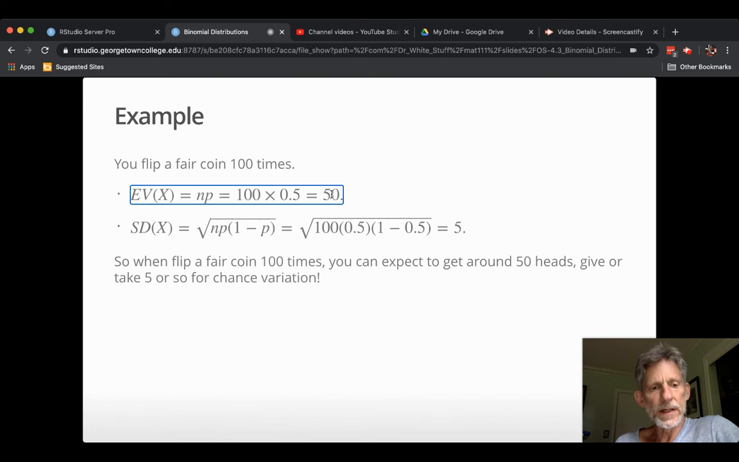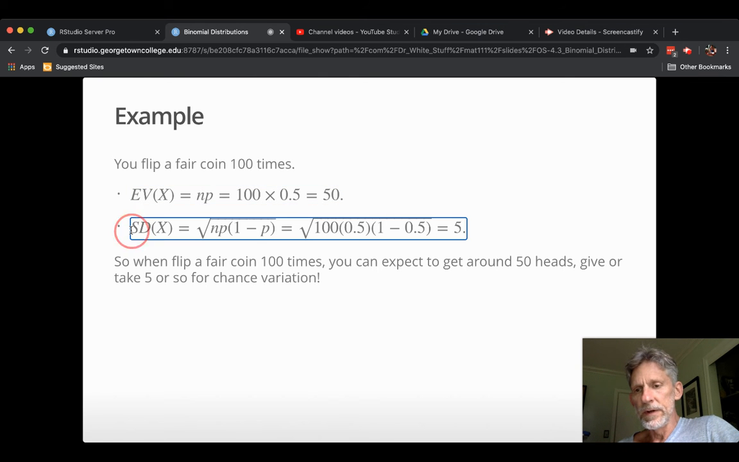But give or take how much? That's what most people don't know. But it's what the standard deviation can tell you. The standard deviation of this random variable x is going to be the square root of 100 times 0.5 times 1 minus 0.5. In my mind, I'm going to think about this: 1 minus 0.5 here is also 0.5. So I've really got 100 times 0.5 times 0.5.